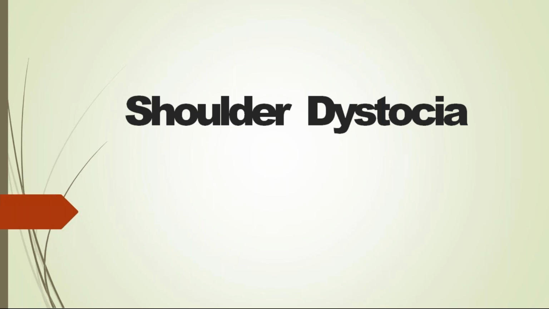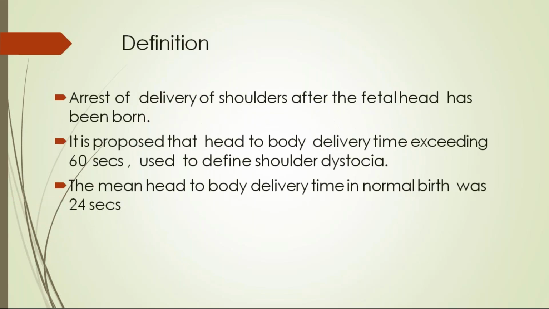Today's topic is shoulder dystocia. Shoulder dystocia is an obstetric emergency, so you all should know about shoulder dystocia and its management. Coming to definition, it is arrest of delivery of shoulders after the fetal head has been born. After delivery of the fetal head, the shoulders should deliver in a mean time of 24 seconds. If it exceeds 60 seconds, then we'll call it shoulder dystocia.